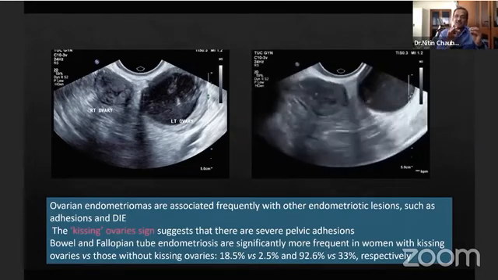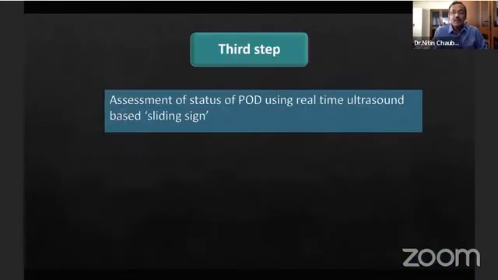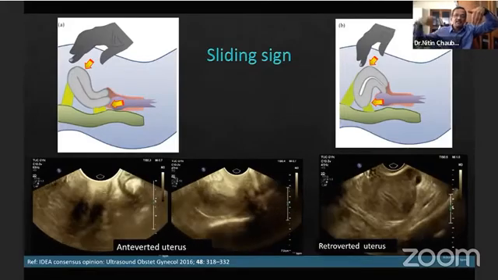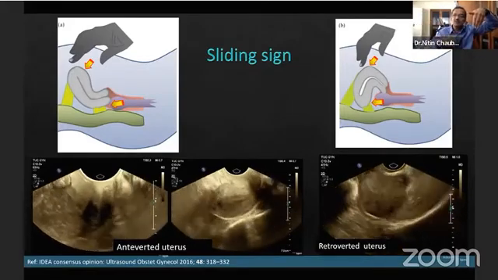So this is a very important sign, the kissing ovary sign. Then the third step is what is known as a sliding sign. So typically here we are looking at a pouch of Douglas. And what we do is with one hand, put the hand on the uterus, and with the other hand, put the probe and gently move the uterus.